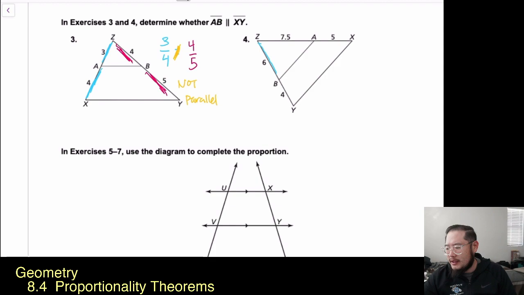We have ZB over BY, so we got 6 over 4, and we'll set that equal to, over here, ZA is 7.5 over 5. If you can't figure out what those numbers are because they're improper fractions, then just use your calculator. 6 over 4 ends up being 1.5. 7.5 over 5 is also 1.5. So what does that tell us? That AB is parallel to XY. We could say yes.